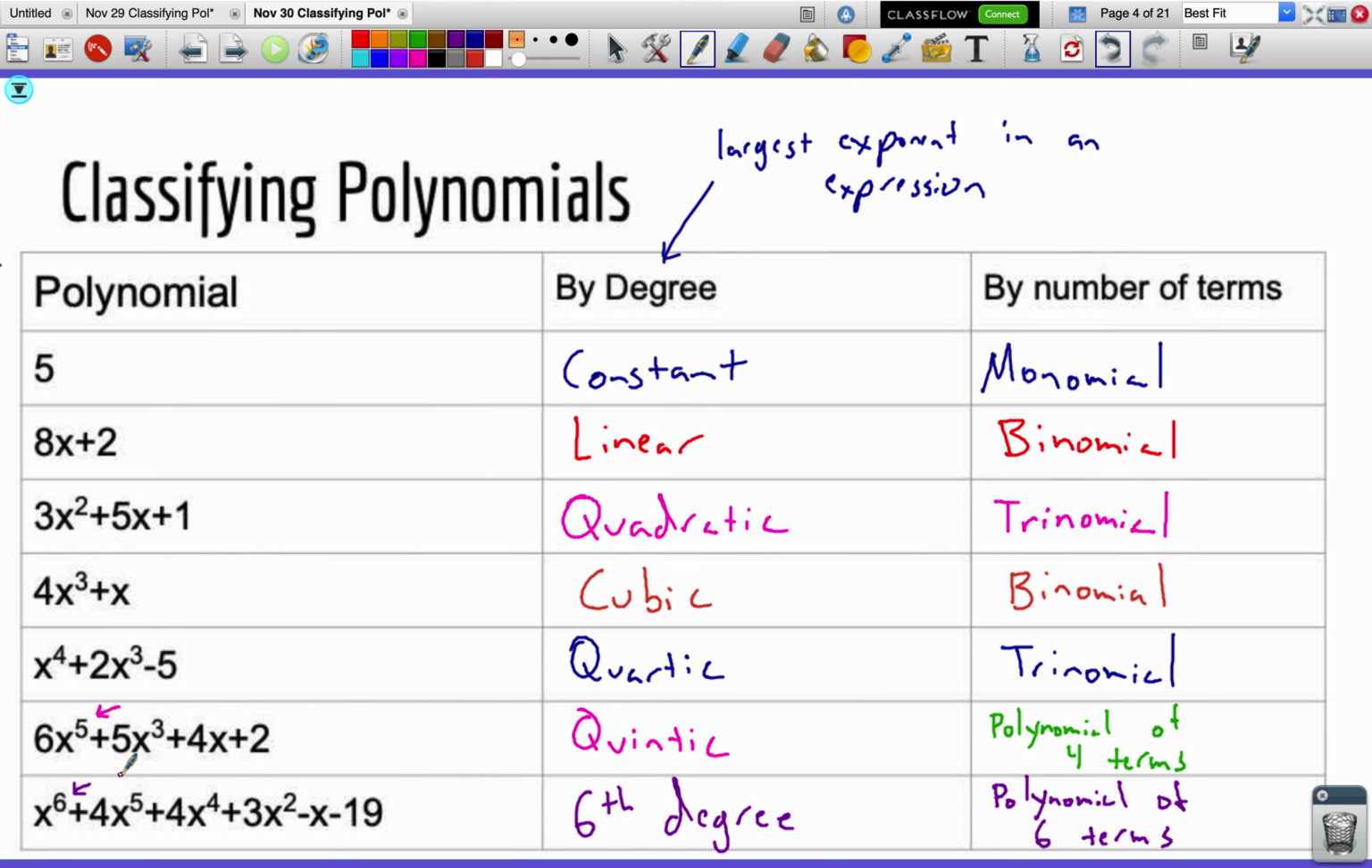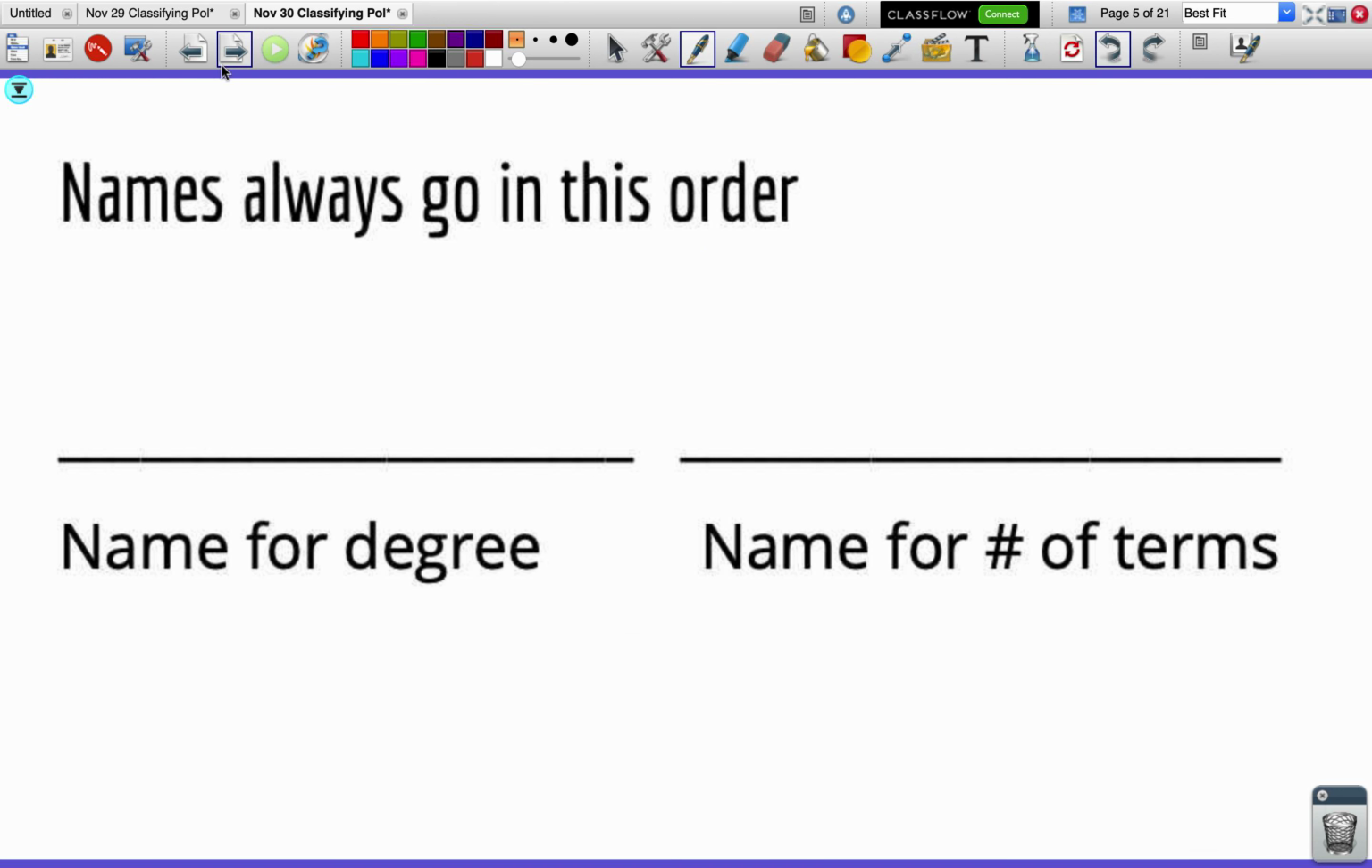We would be able to continue that pattern up to an infinite number of terms. You just keep saying polynomial of blank terms. There's only special words for monomials, binomials, trinomials. Same thing with degree. After the 6th degree, you just go 6th, 7th, 8th degree, up to whatever number you want. There's only special terms for constant, linear, quadratic, cubic, quartic, and quintic.